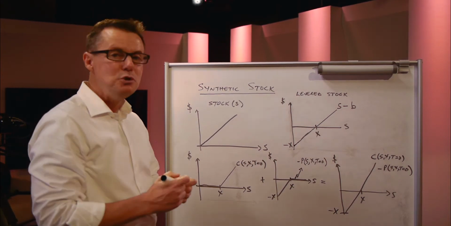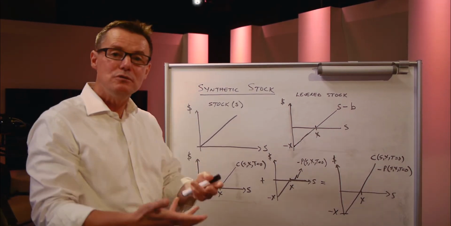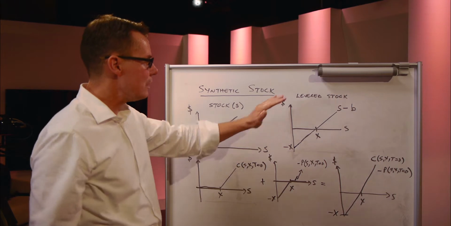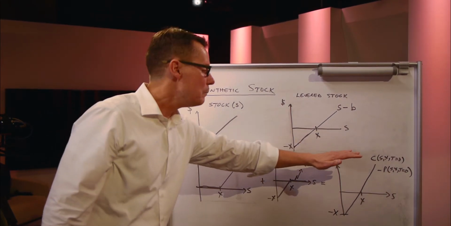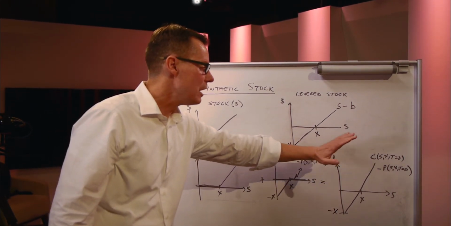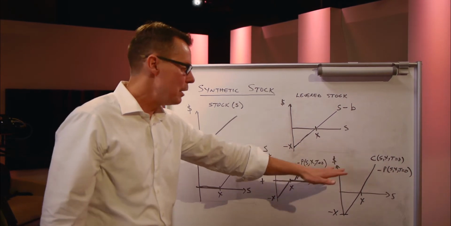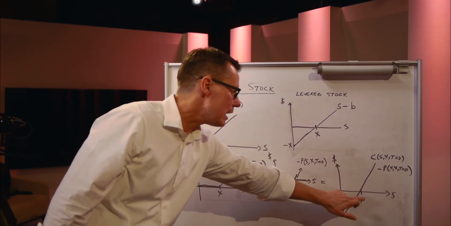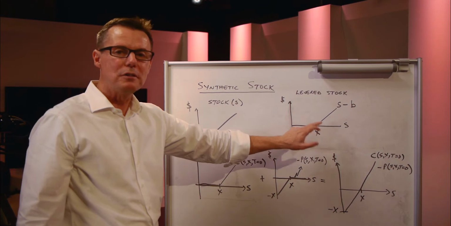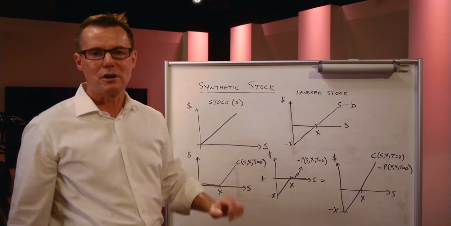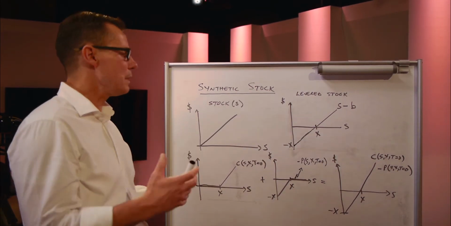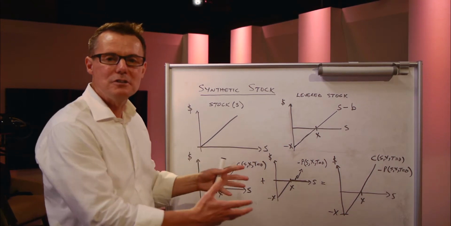So it turns out that you can replicate or reproduce the cash flows associated with a levered stock by building a portfolio which consists of a long call and a short put, both struck at the same value that represents the face value of the bond that you sold in order to borrow the money to buy the stock in the first place. That's the essence of replication. This is what financial engineering is all about.